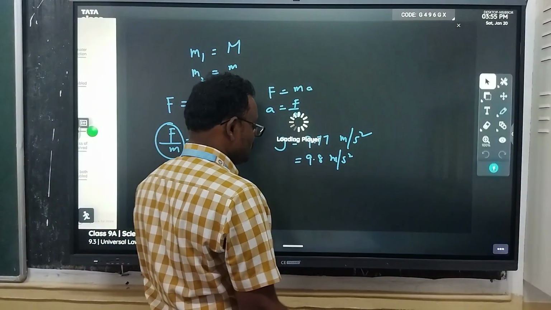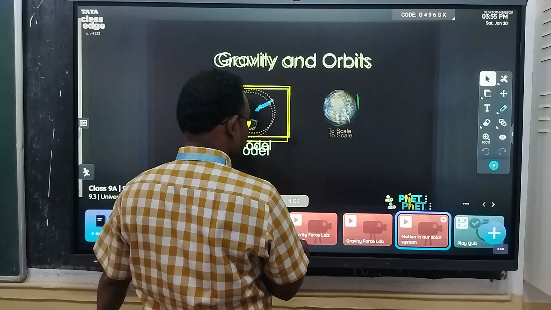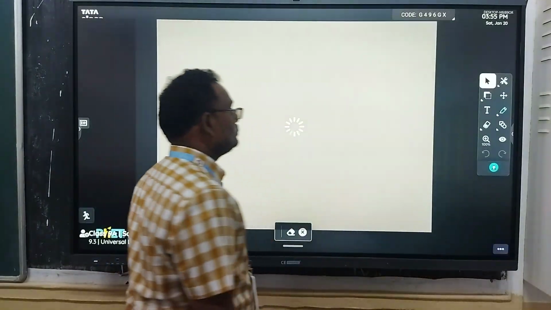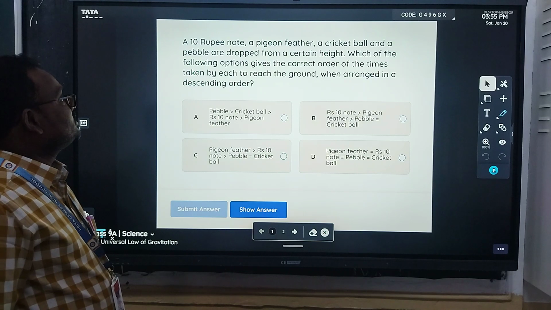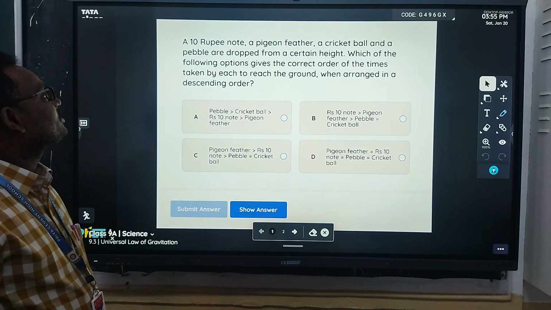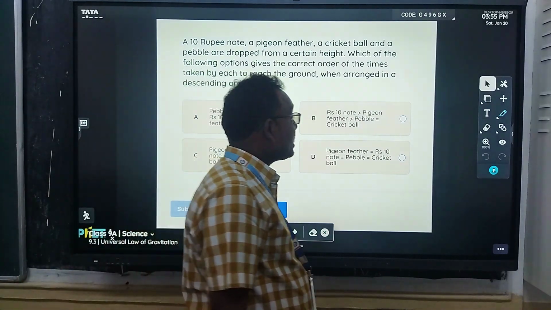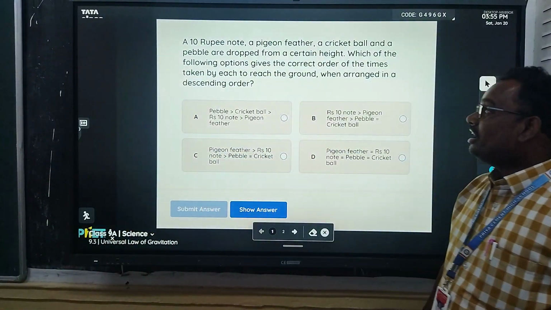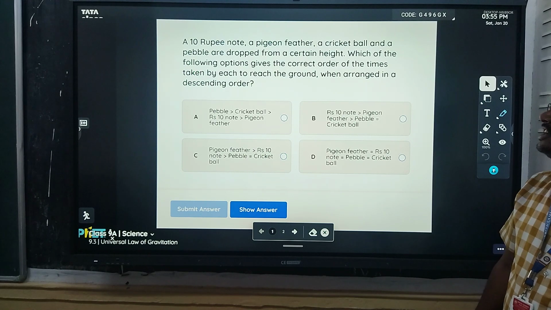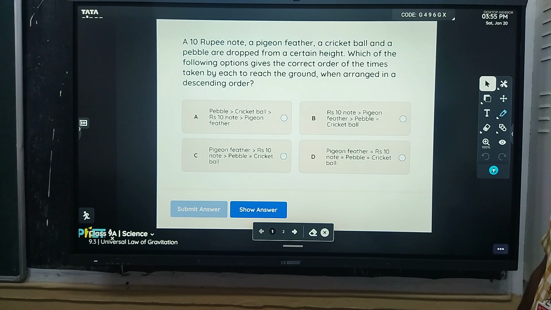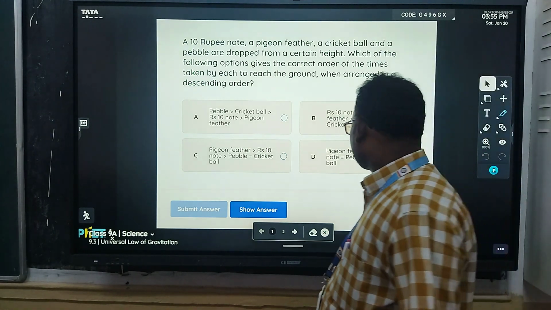Next, we can go to the motion of our solar system. A question is given here to you. A 10 rupee note, a pigeon feather, a cricket ball, and a pebble are dropped from a certain height. Which of the following options gives the correct order of the times taken by each to reach the ground when arranged in descending order?